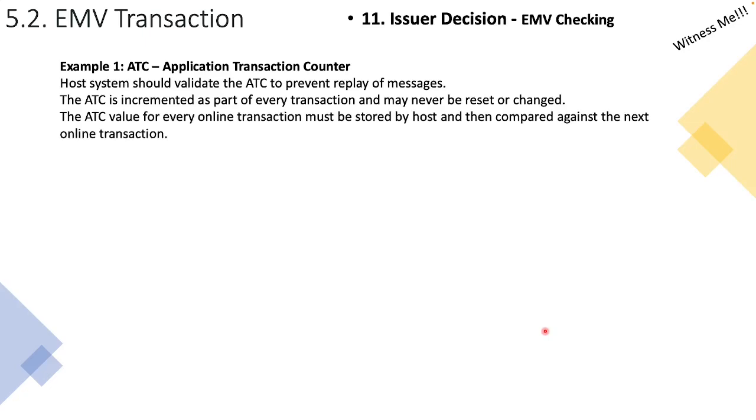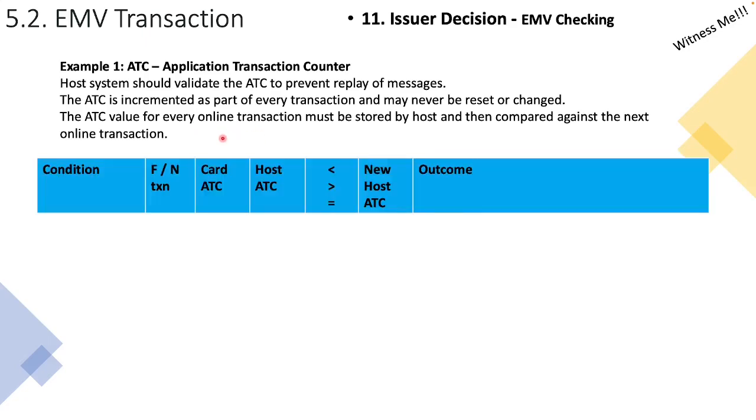So the ATC value for every online transaction must be stored by the host and then compared against the next online transaction. Now, the important thing here is the word online, right? Remember, the card is capable of offline transactions, and it will keep a running total of every single transaction. But obviously, the issuer host can only have a view of the online transactions. So it must take a record every time this card comes online.